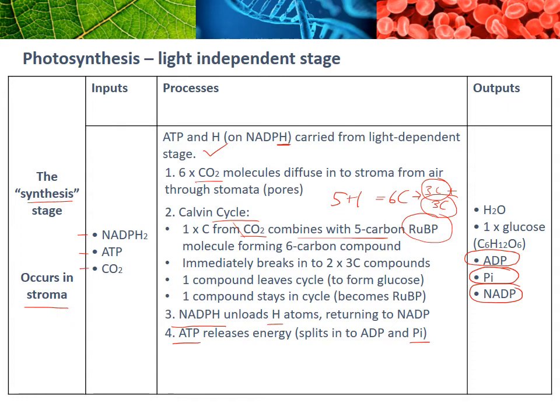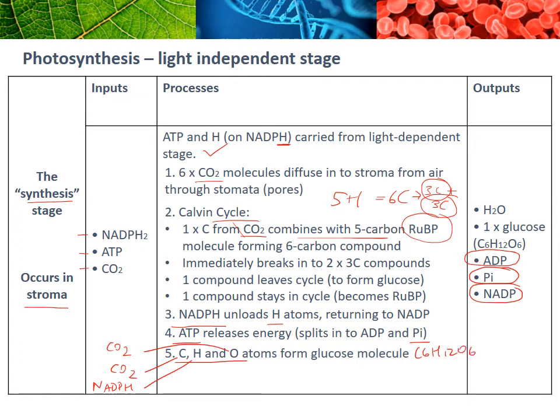So that has released energy that will be used to build a glucose molecule from carbon, hydrogen, and oxygen atoms. So remember, this carbon had come from our carbon dioxide, this hydrogen had originally come from our water in the light dependent stage, but has now been carried on our NADP, and the oxygen has also come from that CO2. So they were all broken up. Now they'll get joined to form a glucose molecule, 6 carbons, 12 hydrogens, and 6 oxygens.